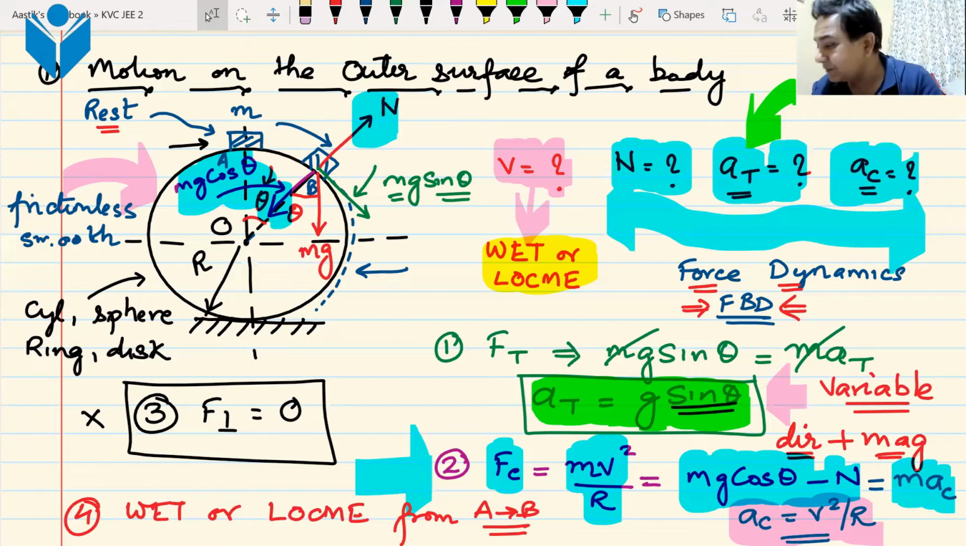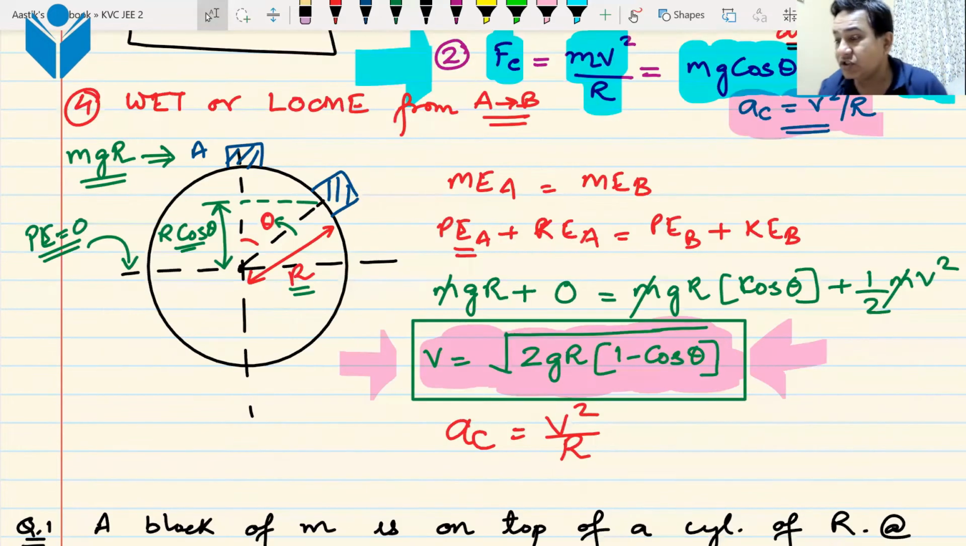How did we do that question? We followed the simple advice: draw the free body diagram. We always do that. Then we wrote the equation in 3 axes, 3 directions. The first is the tangential one, the second is the radial one, and the third is in the perpendicular direction. No force acts in the perpendicular direction. We got a set of equations, and I told you to remember this formula. The formula for velocity is root over 2gr into 1 minus cos theta.